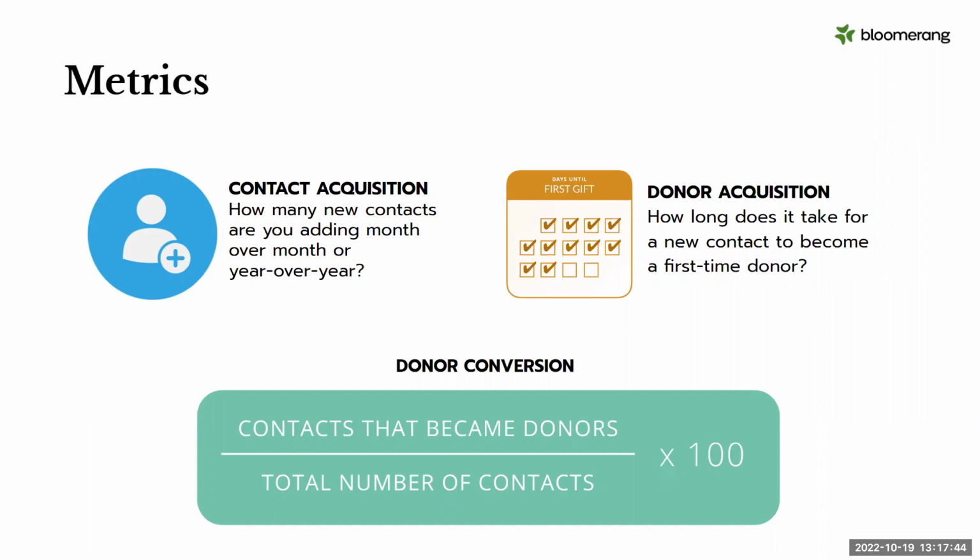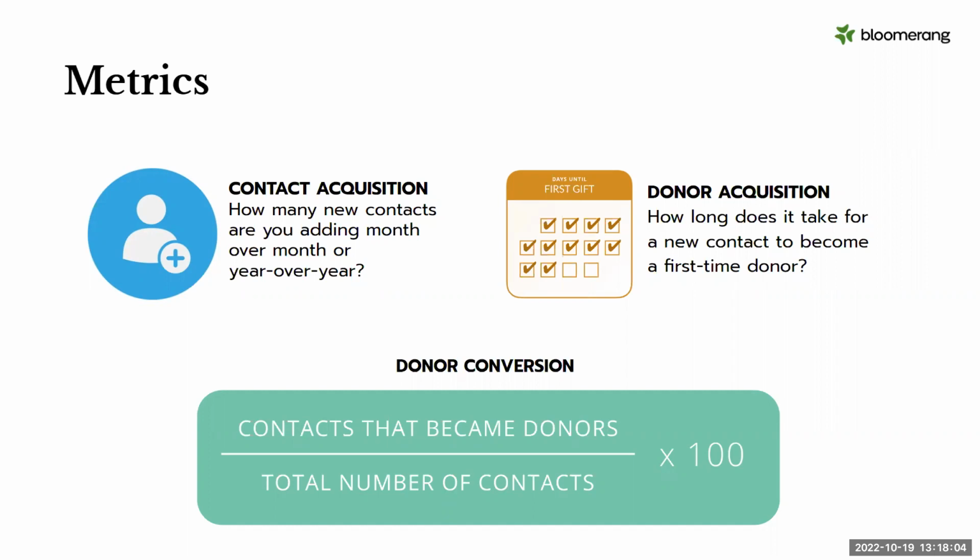If you have an annual event, for example, you might see a spike at that time of the year, and that can skew your averages. So keep those things in mind, and you'll see your natural ebbs and flows of when you might be acquiring new contacts. You can also take a look at donor acquisition.